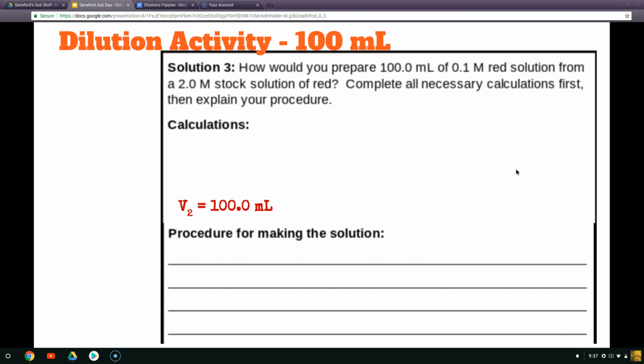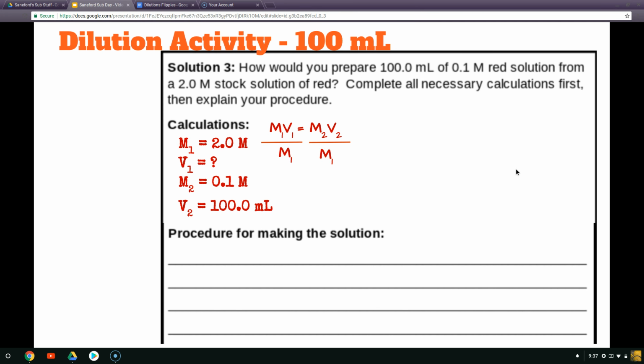We know we want to dilute it to 100 milliliters. We know we want the new concentration to be 0.1 molar. And we know we're starting with the same stock solution, 2 molar. We've got to figure out how much of that 2 molar stock solution to dilute to 100 milliliters.